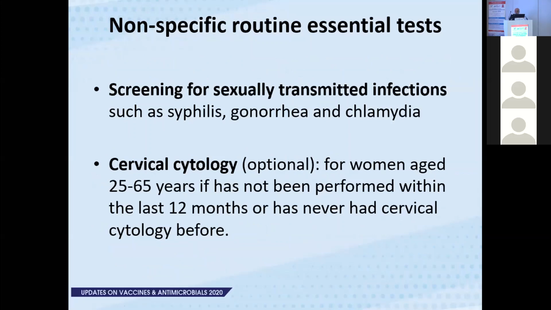Obviously, screening for other sexually transmitted diseases is necessary, such as syphilis, gonorrhea, and chlamydia. Cervical cytology is optional. It's evidence C. It's not evidence A. So if you are planning to do it, you do it for women aged between 25 to 65 years, or those who haven't had cervical cytology ever.